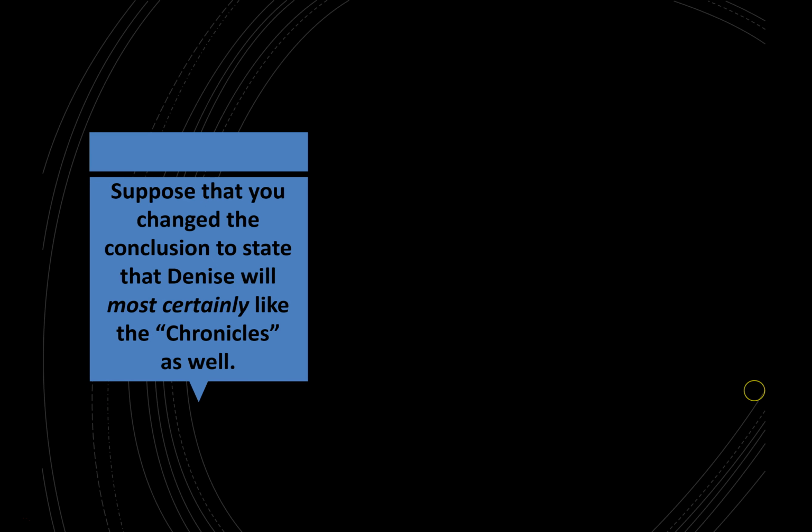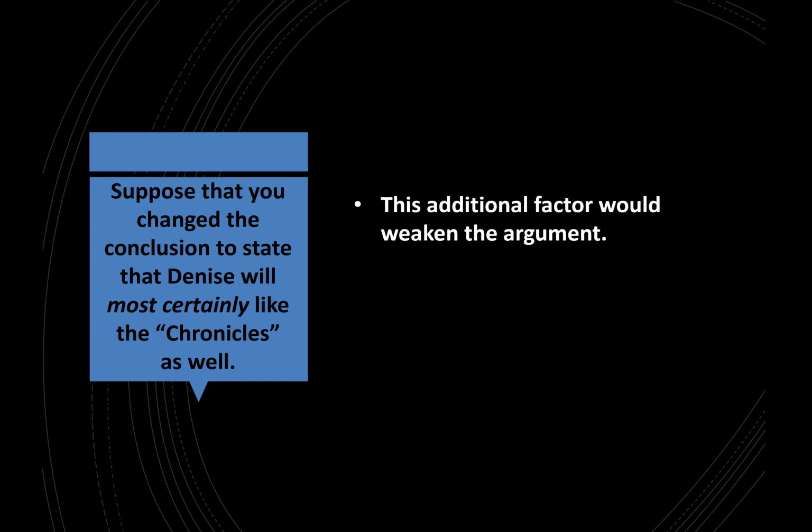Now suppose that you change the conclusion. The original conclusion said Denise will probably like the movie Chronicles. Now suppose you change the conclusion to state Denise is going to most certainly, for sure, slam dunk like the movie Chronicles as well. That's going to weaken the argument. And why? Because the conclusion is more specific. You're asking more out of this form of reasoning than it rightfully should be able to handle.